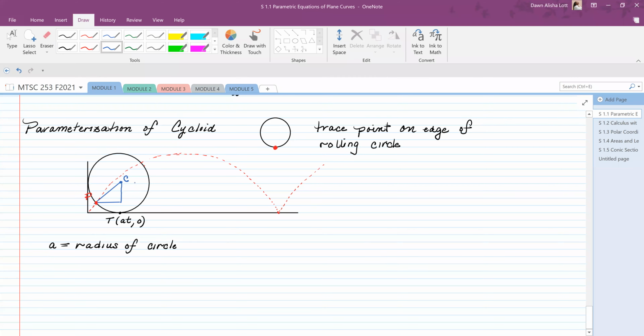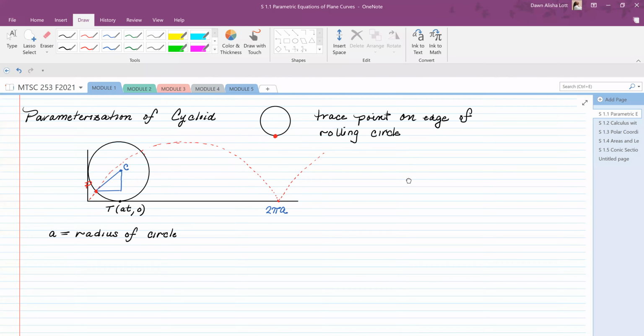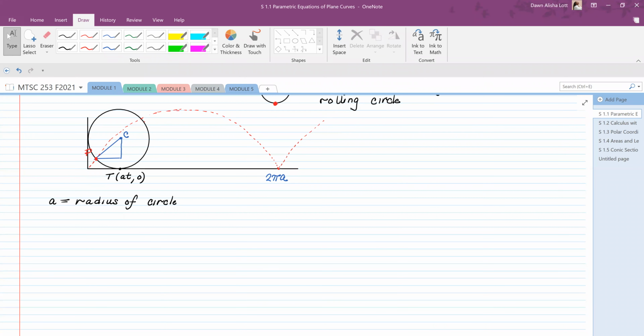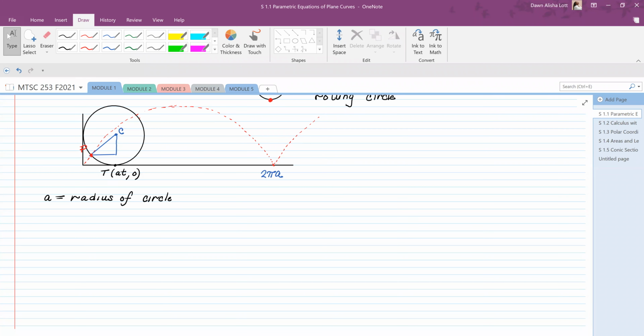Okay, so now as the circle rolls all the way around, it's going to cover the distance of the circumference of the circle. So the circumference of the circle is 2 pi times the radius, which is A. So that's what that point is over there. Okay. So now OT is the distance the circle rolled.